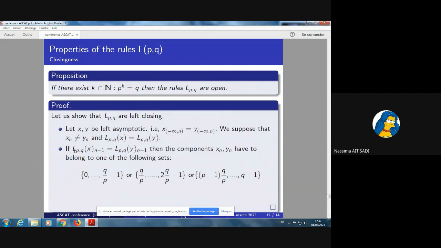Then, if the image of X by the rule LPQ at position n minus 1 is equal to the image of Y by this rule at the same position n minus 1, the components Xn and Yn have to belong to one of the following three sets. In each of these sets, the images of X and Y will be different at position n, which proves that these rules are left closing. And similarly, we can prove that they are right closing. So if Q is a pure power of P, then the rules LPQ are open.